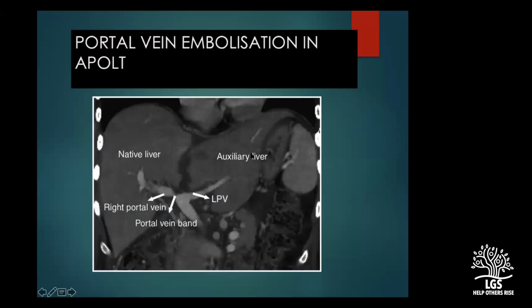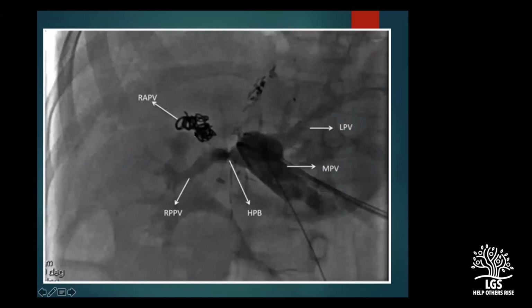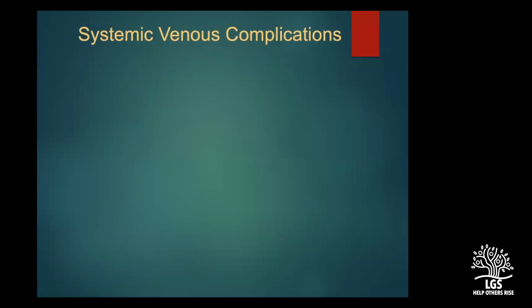But in this particular case, unfortunately, there wasn't a good response of the graft liver, and the blood was diverted to the native liver. What we did in this particular case was a selective right anterior portal vein embolization so that we can improve the blood flow to the graft liver and also to the right posterior portal vein. So this was a selective portal vein embolization in a case of an APOLT, wherein we had to divert the blood flow to the graft liver and also to the right posterior portal vein. So that is a very interesting case of portal vein embolization.